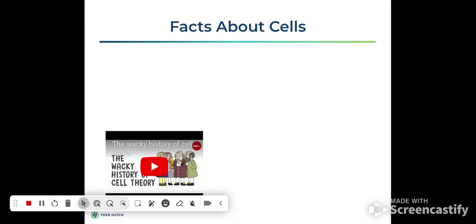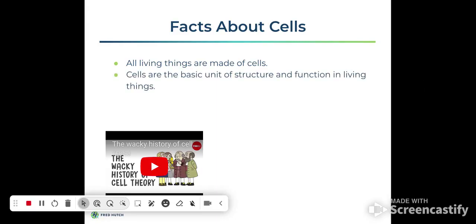So for the first part, let's learn some facts about cells. This is part of the cell theory, and the cell theory has three parts. The first part is that all living things are made of cells. Cells are the basic unit of structure and function of living things. This is true for single-celled organisms all the way to multicellular organisms that have different tissues and organs. It all starts at the cellular level.